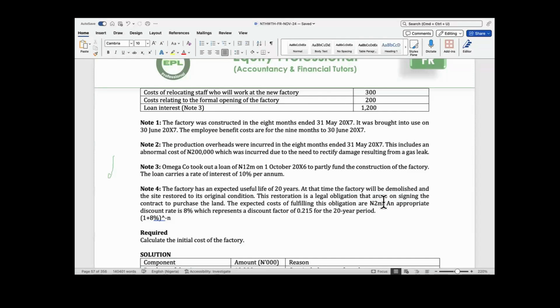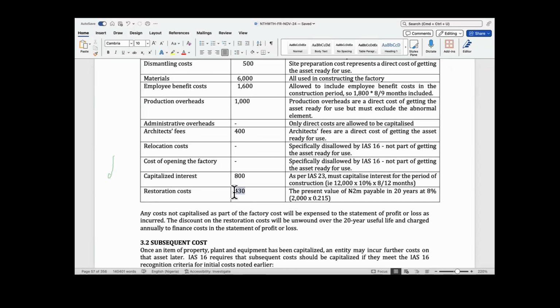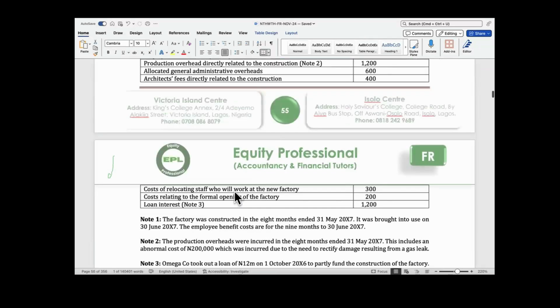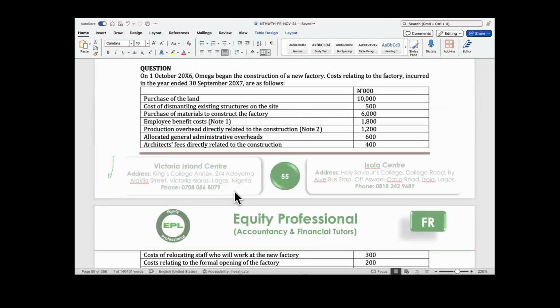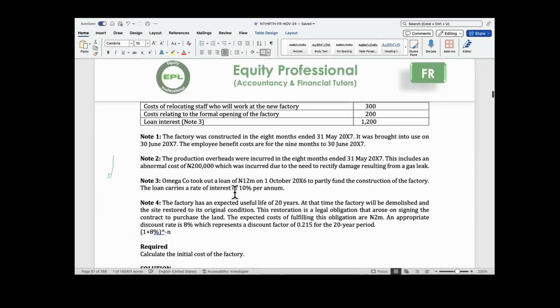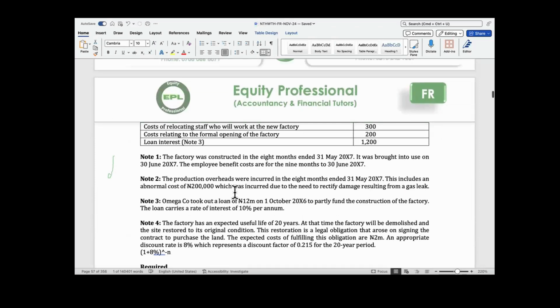Whatever you get will be capitalized as part of the costs. And I think that is 430,000. Again, you will see that it is not all of these costs that we capitalize. Any cost that is not capitalized will be expensed. So we expense it.